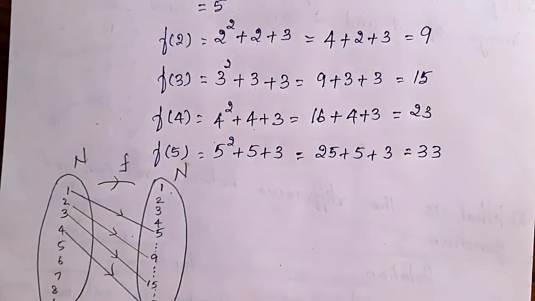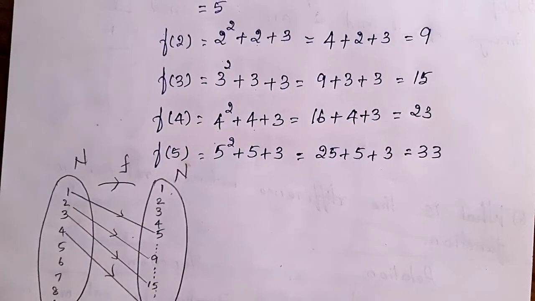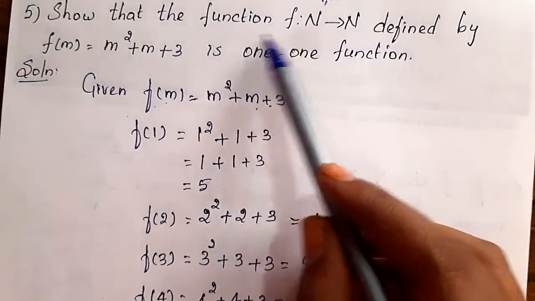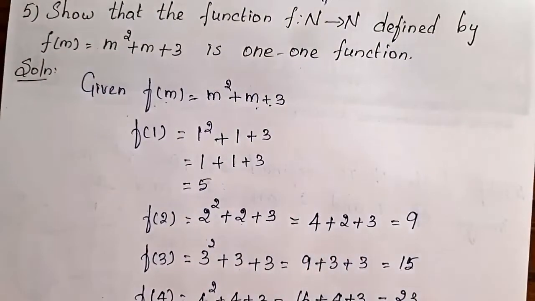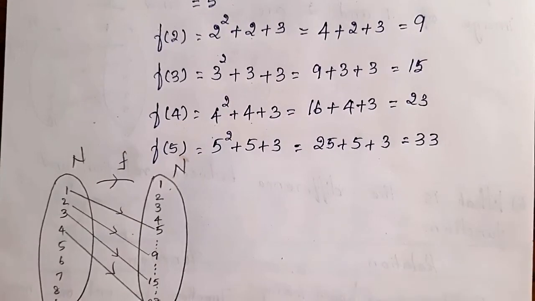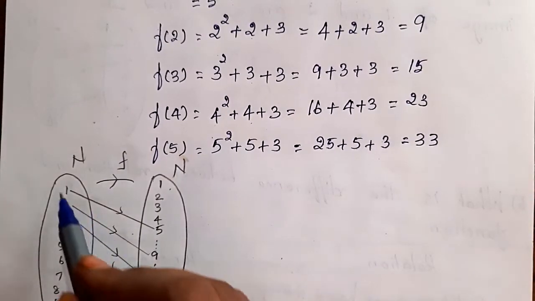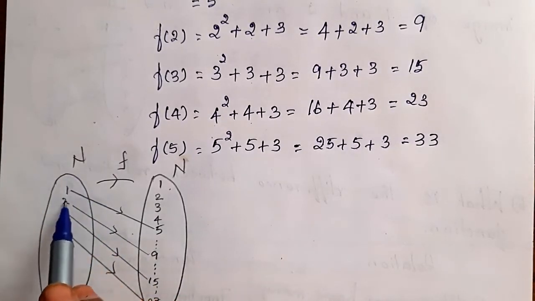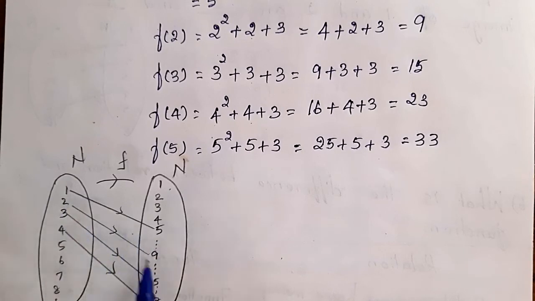Okay. In this question, what are they asking? They are asking us to show it is a 1-1 function. How can we show it is a 1-1 function? Different elements of the domain have different images, which means we can say it is a 1-1 function. Look at this figure. It is the domain. Different elements of the domain have different images. They are not connected to the same image. All the images are different. So we can conclude it is a 1-1 function.